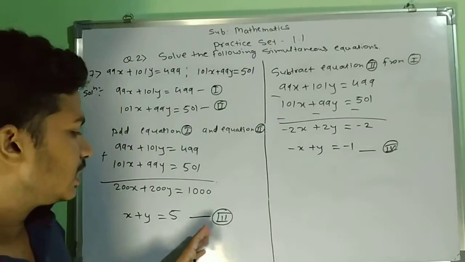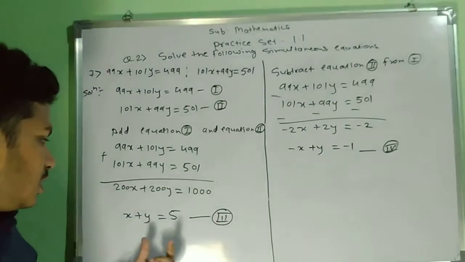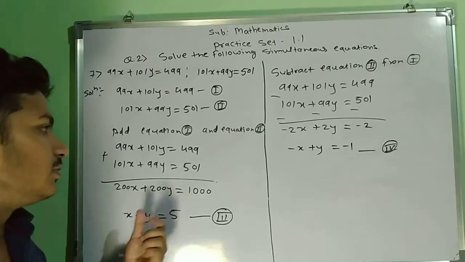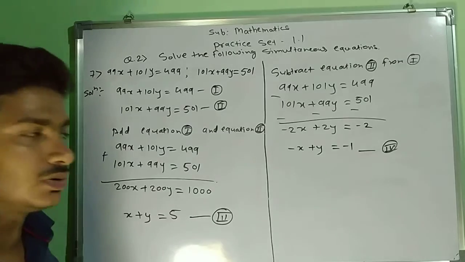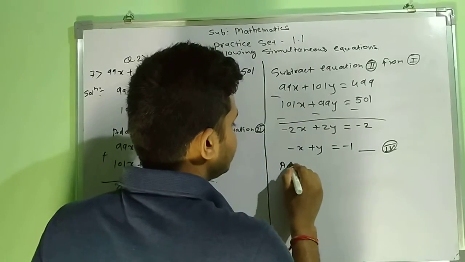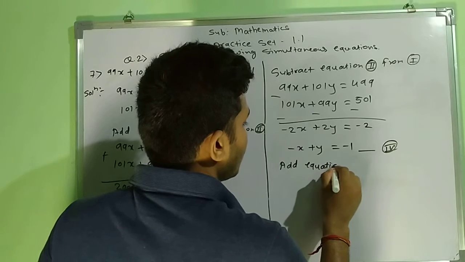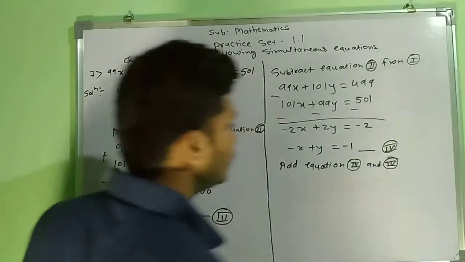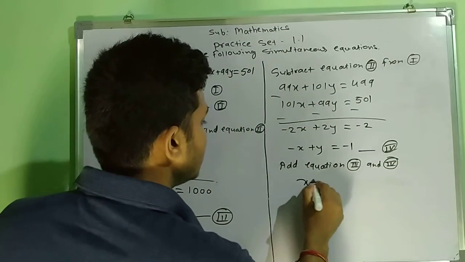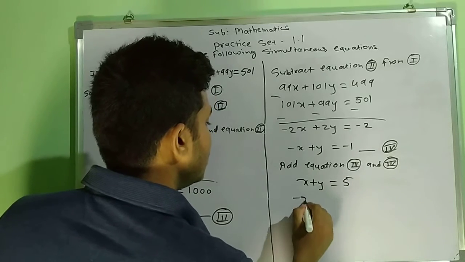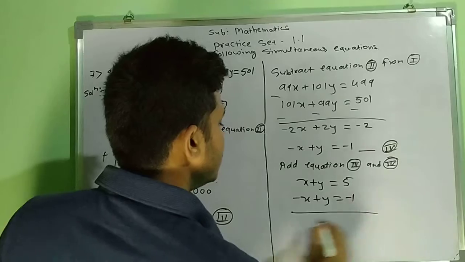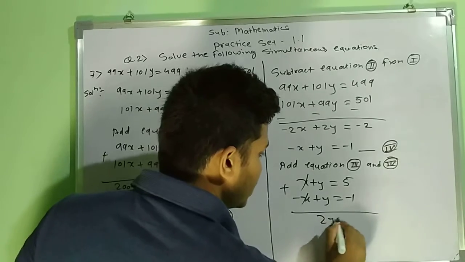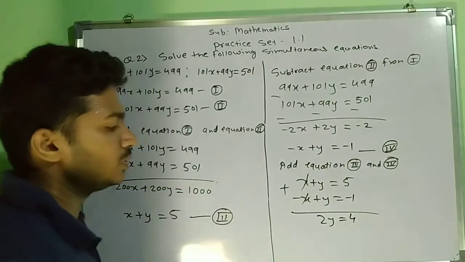Now we have to deal with equation number 4 and equation number 3. Now look here, x is a plus, x is a minus. If we add equations 3 and 4, we can easily cancel x and we will get the value of y. So let's add equations 3 and 4. Our equation 3 is x plus y, which is equal to 5, and minus x plus y, which is equal to minus 1. As we have to add them, plus x minus x will cancel, and y plus y will become 2y, which is equal to 5 minus 1, which is 4. What we got? 2y is equal to 4.